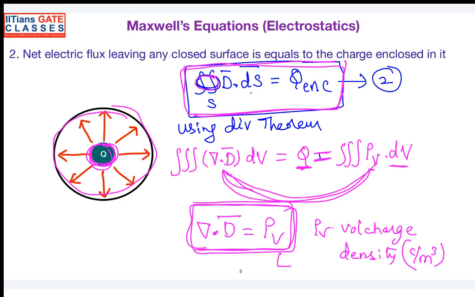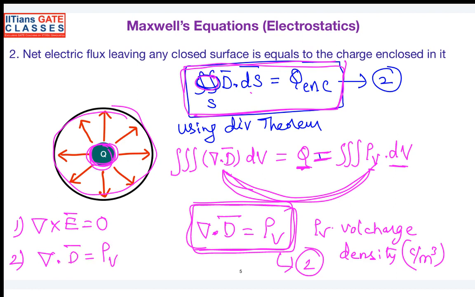So these are the two Maxwell's equations which are valid for static electric fields. If you go to time varying electric fields, these equations may change. That we'll see in the next portion. If you summarize the two Maxwell's equations, the first is curl of E equal to 0, and the second is del dot D equal to rho v. These are the two Maxwell's equations for static electric fields.